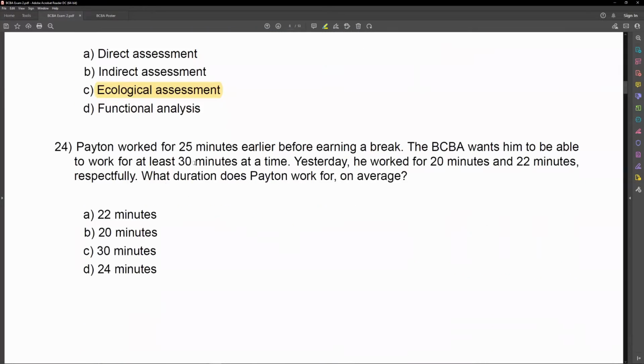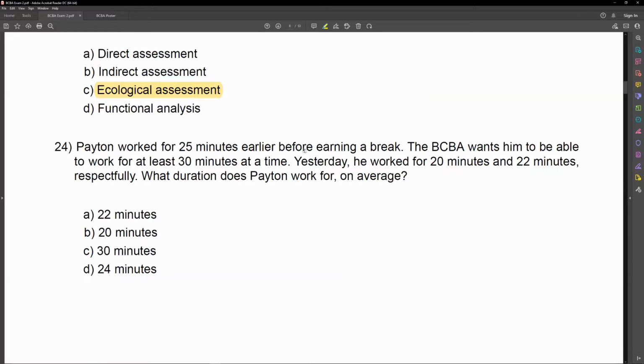24. Peyton worked for 25 minutes earlier before earning a break. The BCBA wants him to be able to work for at least 30 minutes at a time. Yesterday, he worked for 20 minutes and 22 minutes respectively. What duration does Peyton work for on average? Be careful here, right? We have some data at the very beginning. Peyton worked for 25 minutes. Then we kind of jump around. The BCBA wants him to be able to work for at least 30 minutes at a time.